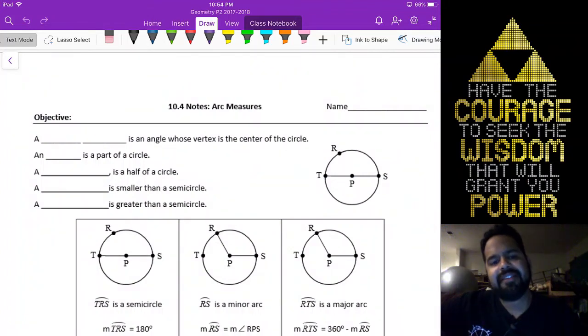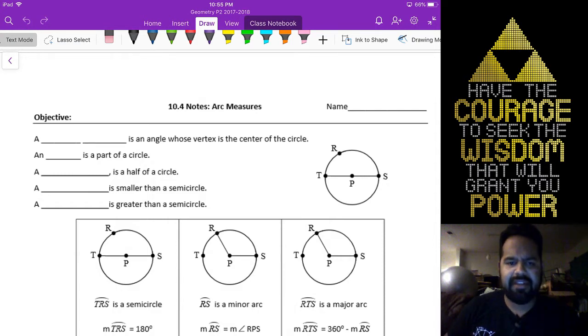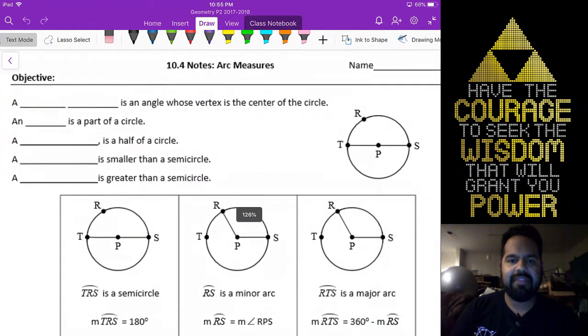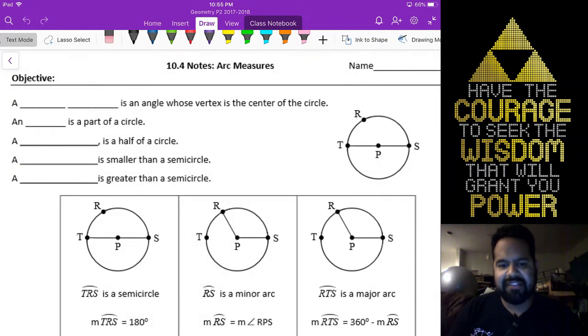We're going to go ahead and do our 10.4 notes. These ones are much quicker, so don't even worry. Got a couple fill in the blanks that we need to take care of. We're going to talk about arc measures. I threw that word out a couple times last time. Now we're going to really dive into it.